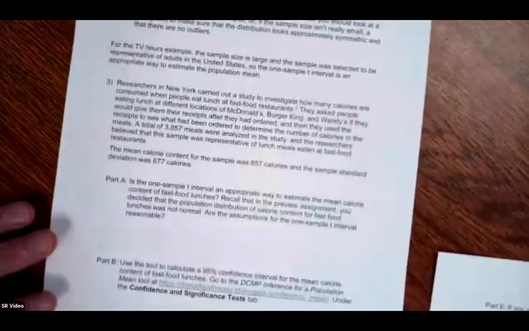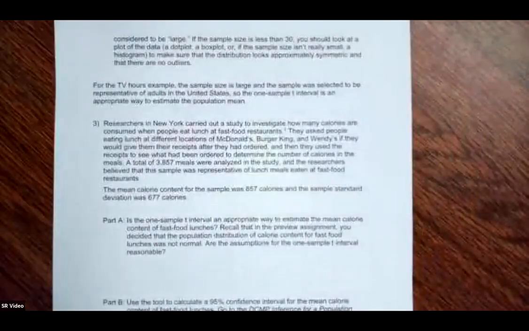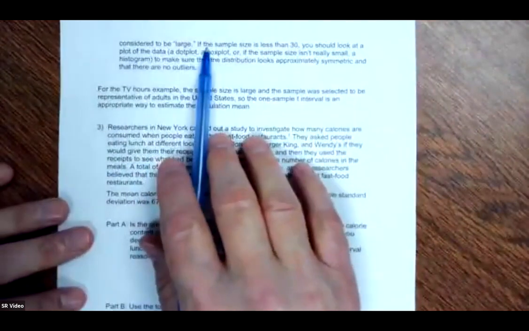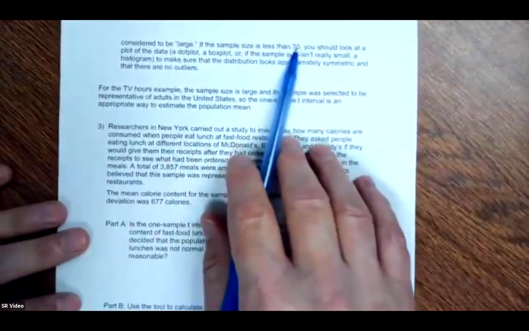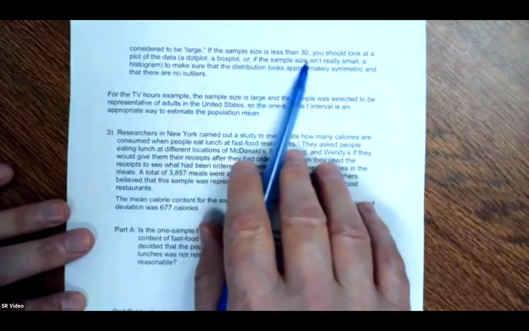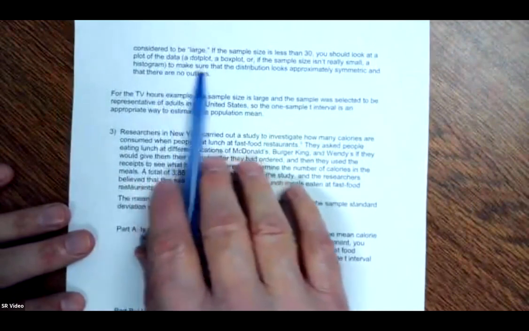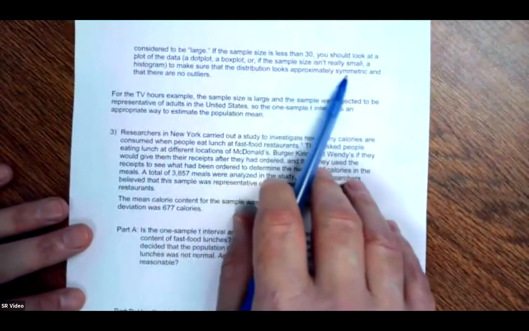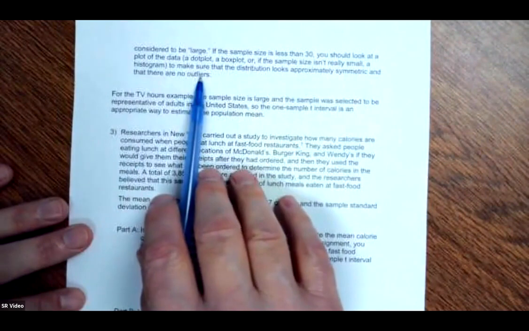The second condition is the population distribution of the variable that was measured should be approximately normal, or your sample size should be large enough. Usually a large enough sample for a mean is size 30 or more. So 30 or more is considered to be a large enough sample size. If the sample size is less than 30, then again, you should look at the plot of the data, dot plot, box plot, or if the sample size isn't really small, a histogram, to make sure the distribution looks approximately symmetric and there are no outliers.